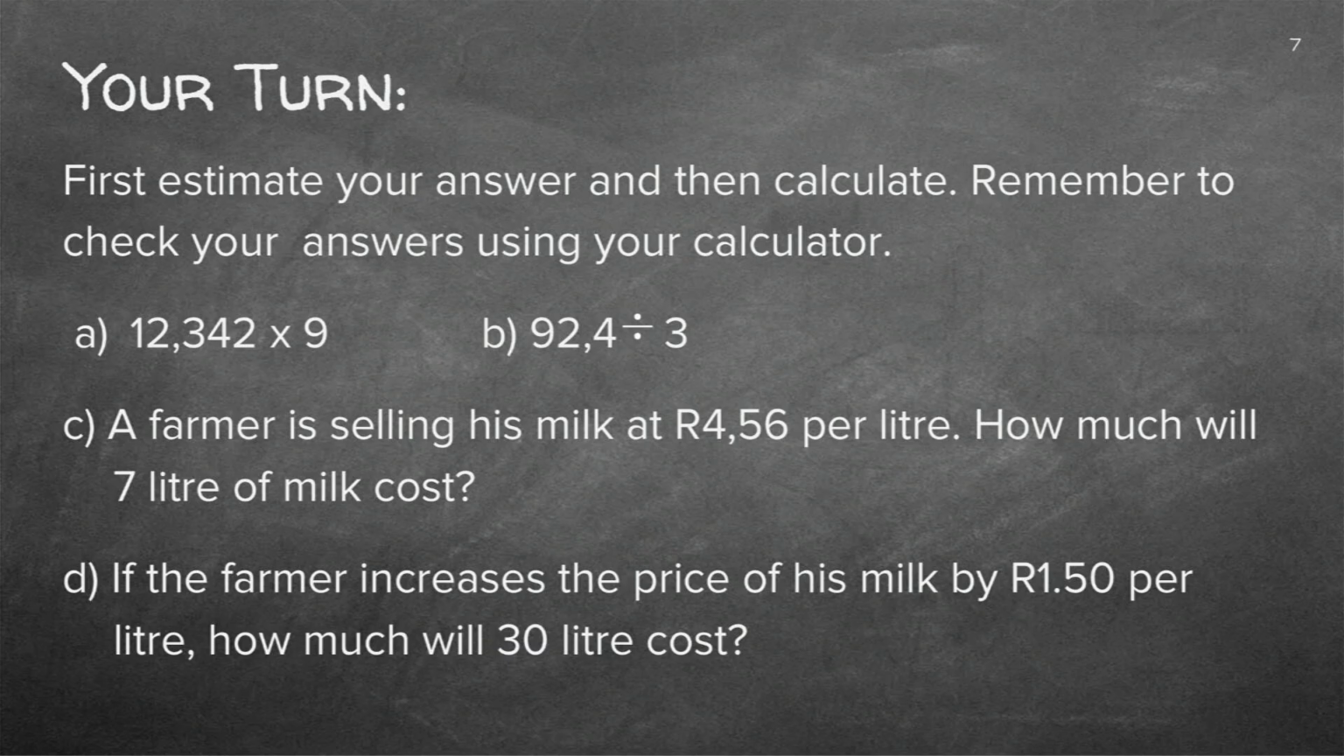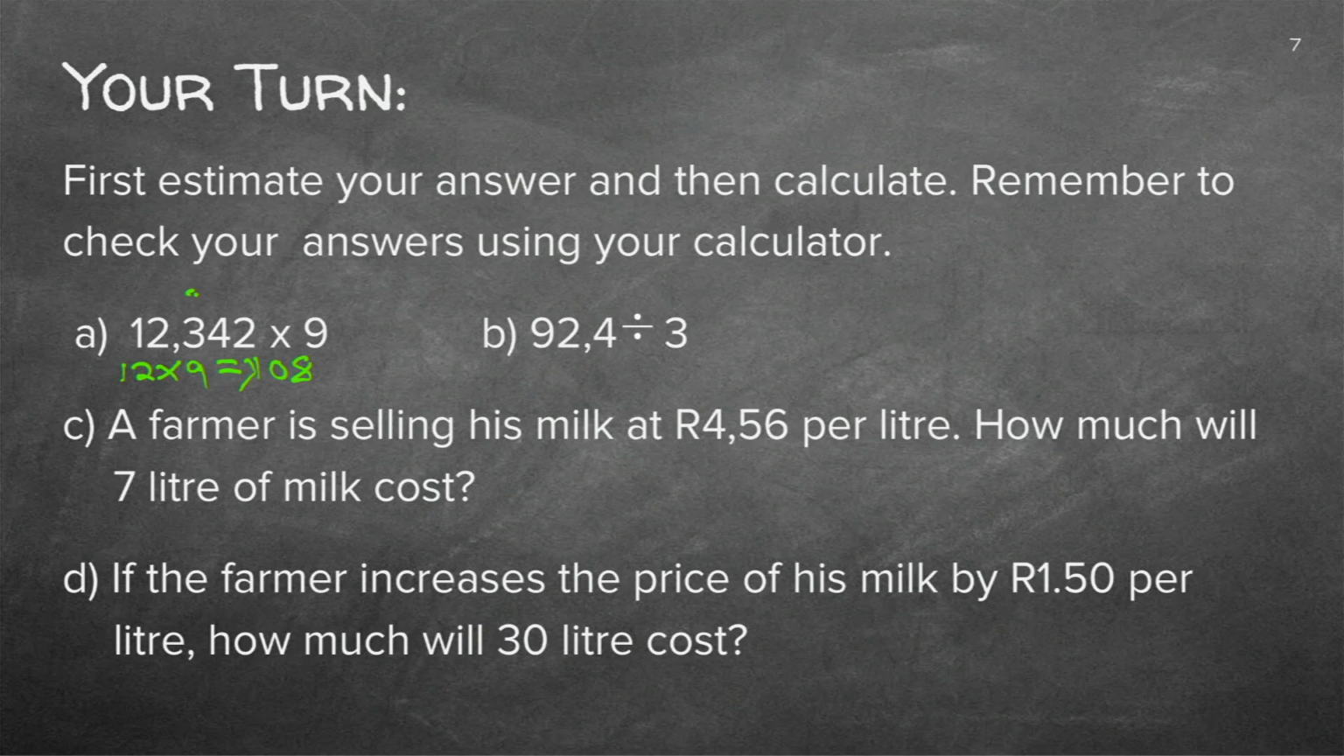So they say 12,342 times 9. So, 3 is less than 5. So, we're going to estimate the answer will be 12 times 9. And where's your multiplication table? This is 108. So, our answer would be more than 108. Do you agree with me? Because it's 342 more than 12.